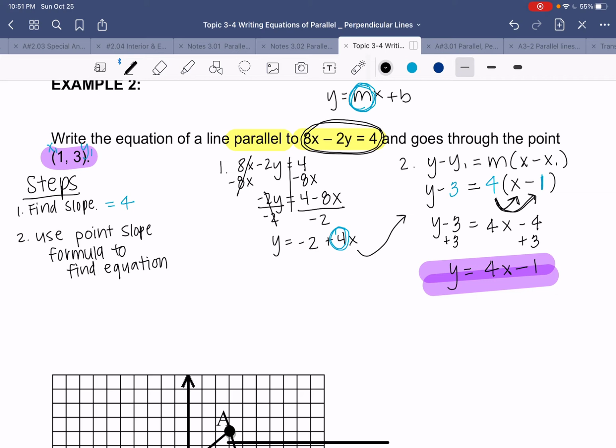Okay. So this is what happens when it gives you an equation and a point, and it wants you to write a formula.